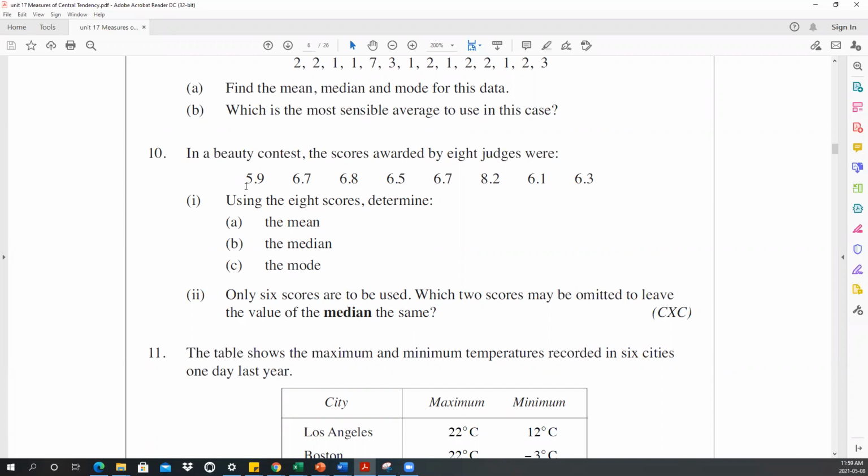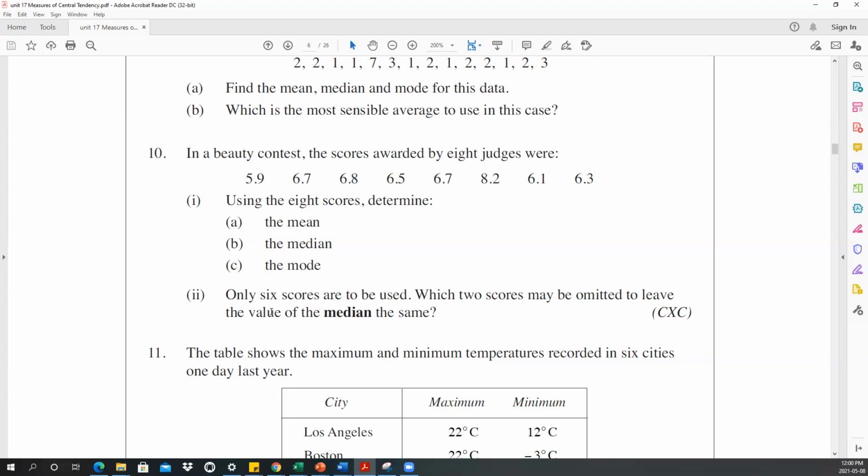So I would start there. To do the mean, you just add up and divide. How many numbers? It's 8. Add them up, divide by 8, you get a mean. Put it in numerical order, and then you get the median. For the mode, this is 6.7, 6.7. Yeah, 6.7 is the mode.